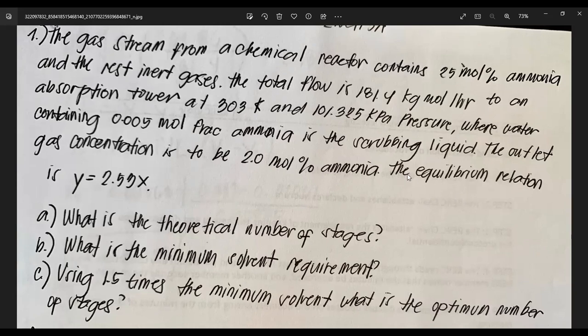But for those who use the equilibrium equation and did not rely on the equilibrium table found in Geankoplis, it's fine. You can use this y equal to 2.53x relationship between mole fraction in the liquid phase, which is the x, to mole fraction in the vapor, which is the y. If you use this formula, especially in determining the minimum solvent requirement and determining the optimum number of stages, you're okay because the solution that I made is based on this.